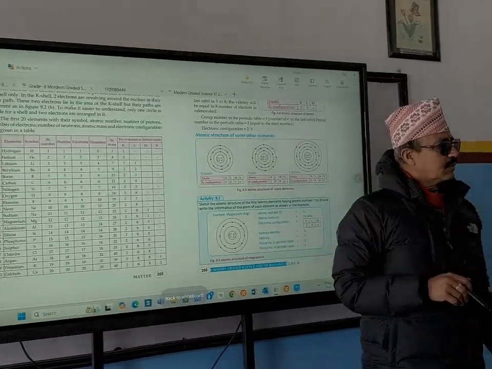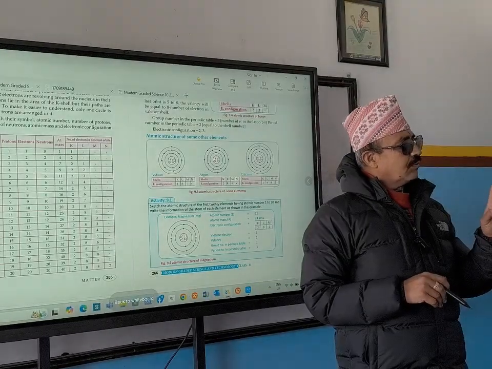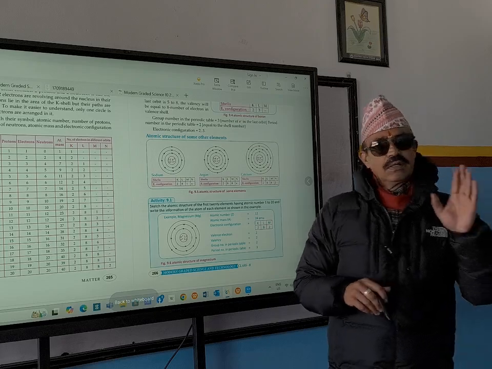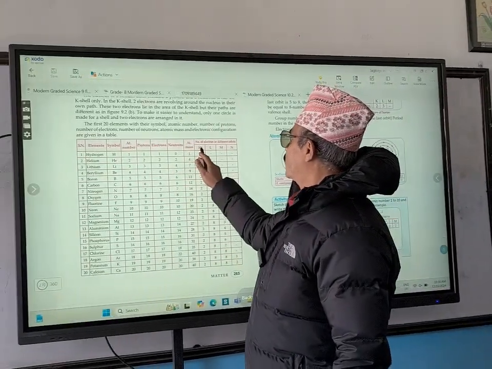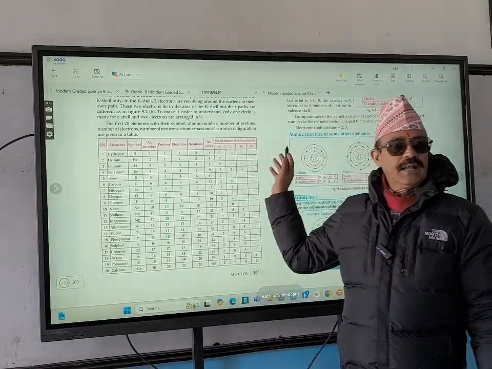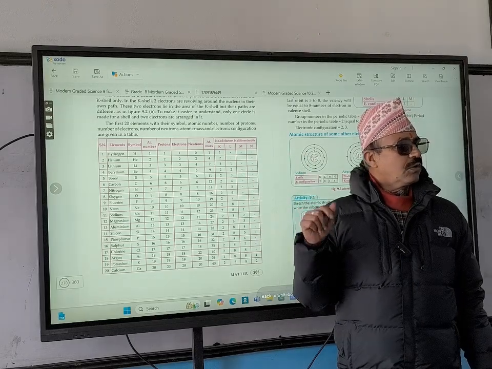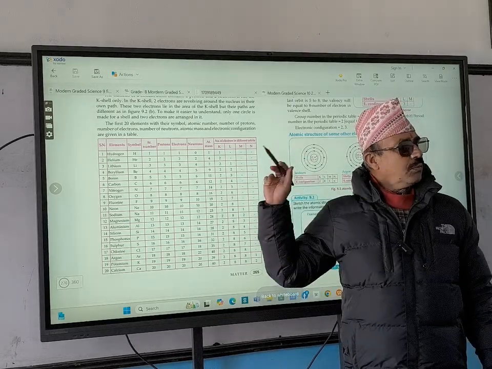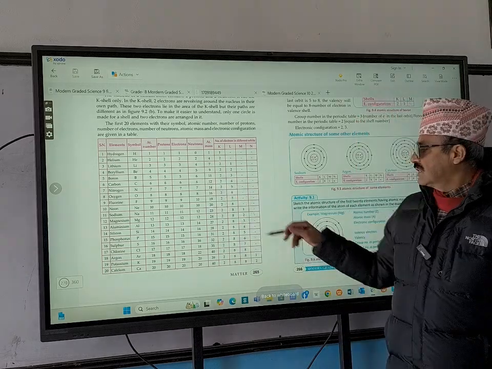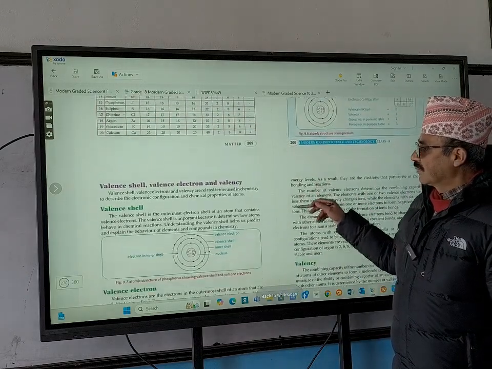First 20 elements I gave you an idea how to make, right? Understood or not? So first of all, you must write this one, electronic configuration KLMN. Accordingly, you have to draw the orbit and so proton, neutron and electron. This chart must be learned very carefully.